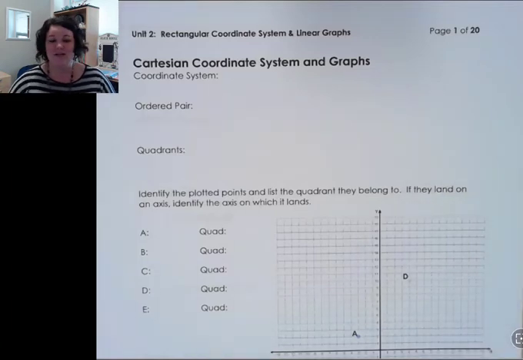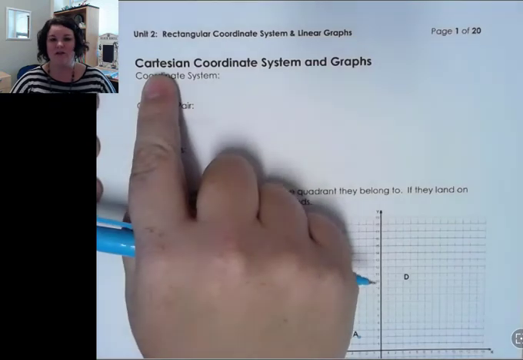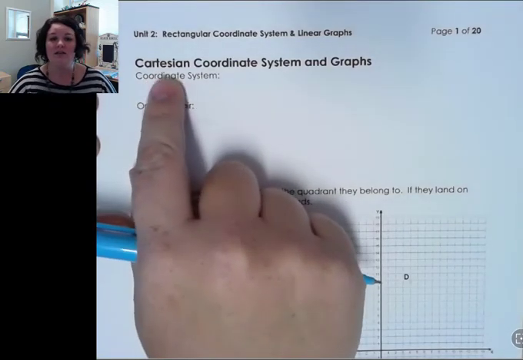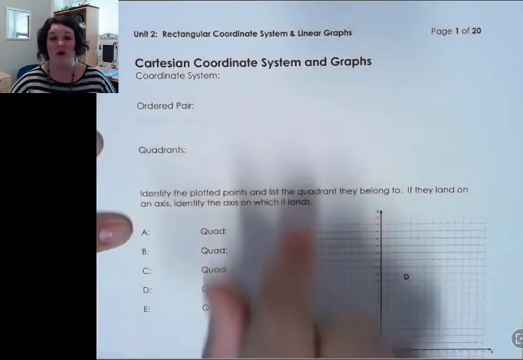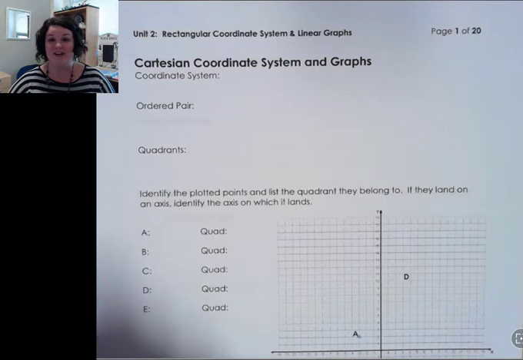We're going to go ahead and jump into Unit 2. Our first section corresponds to the unit, the Newton assignment, Cartesian coordinate system and graphs. There are several topics thrown in here, so we're going to try to lightly touch on each of them.